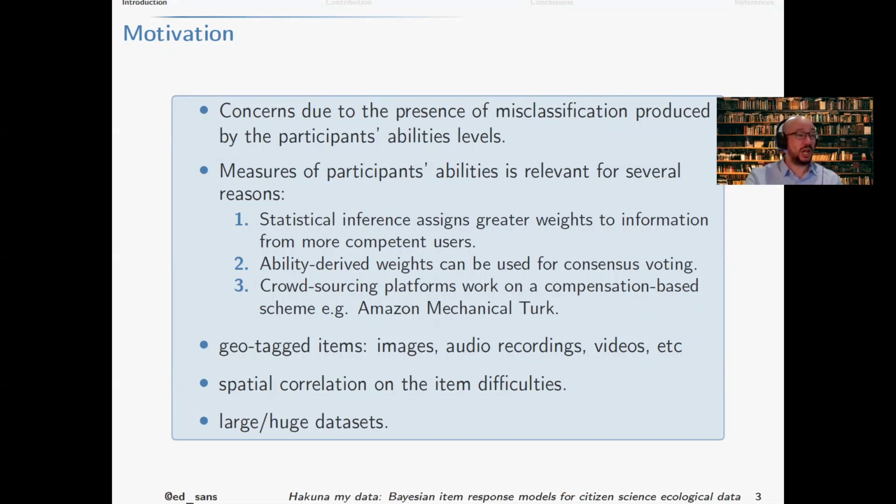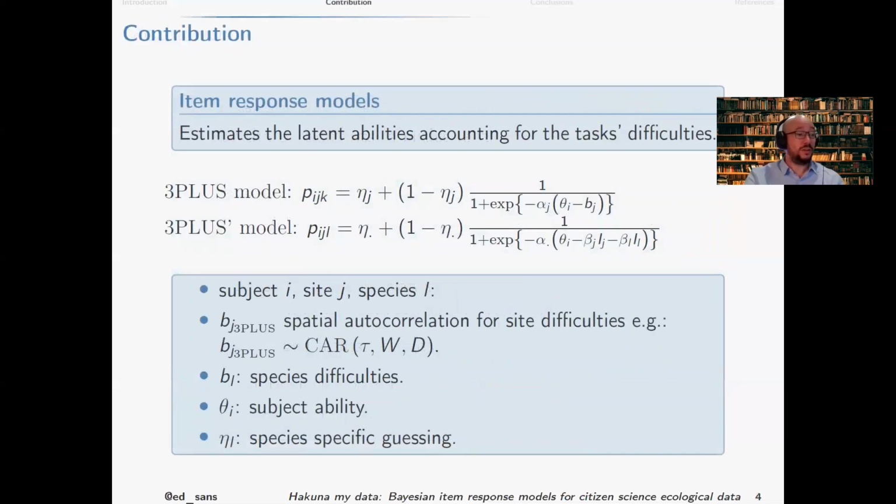Usually, there is a spatial autocorrelation on the difficulty parameters, and we want to capture it in our models. We introduce a new methodological framework of item response models with application to citizen science. These extensions of the three-parameter logistic model give the probability of participant i classifying correctly the image j.